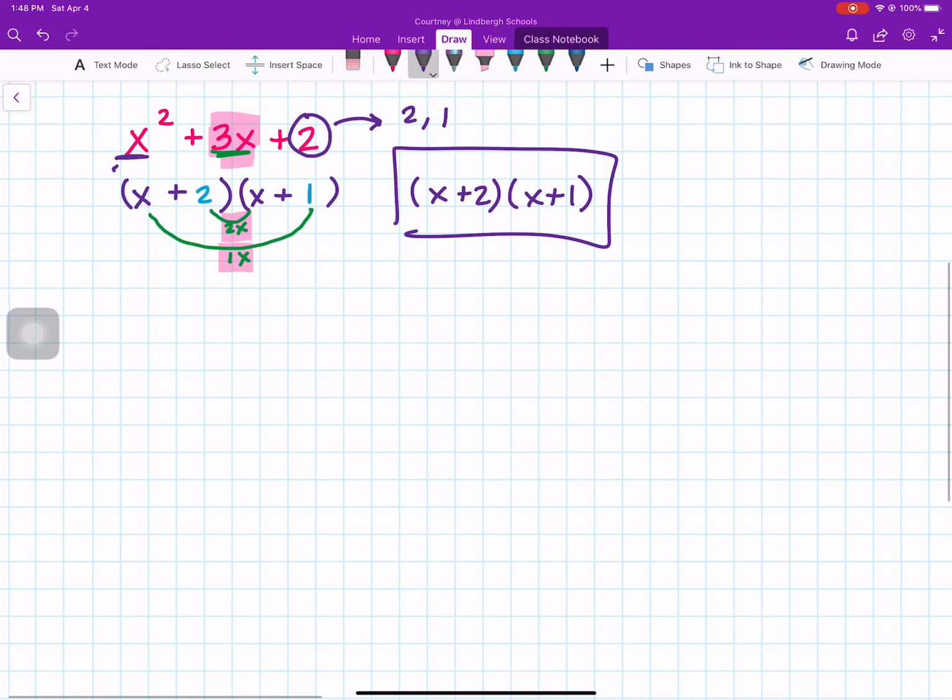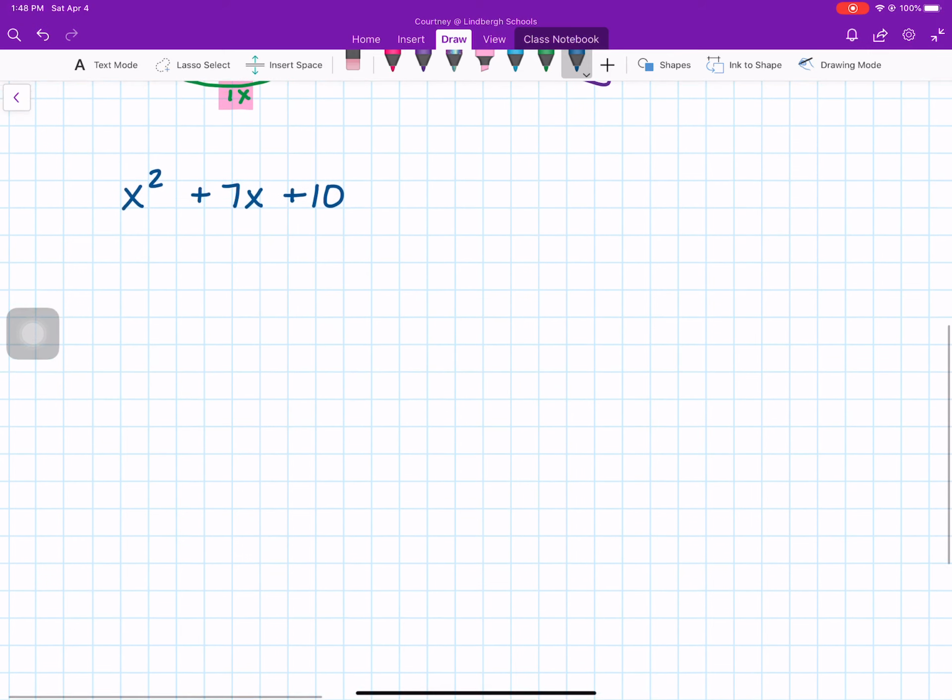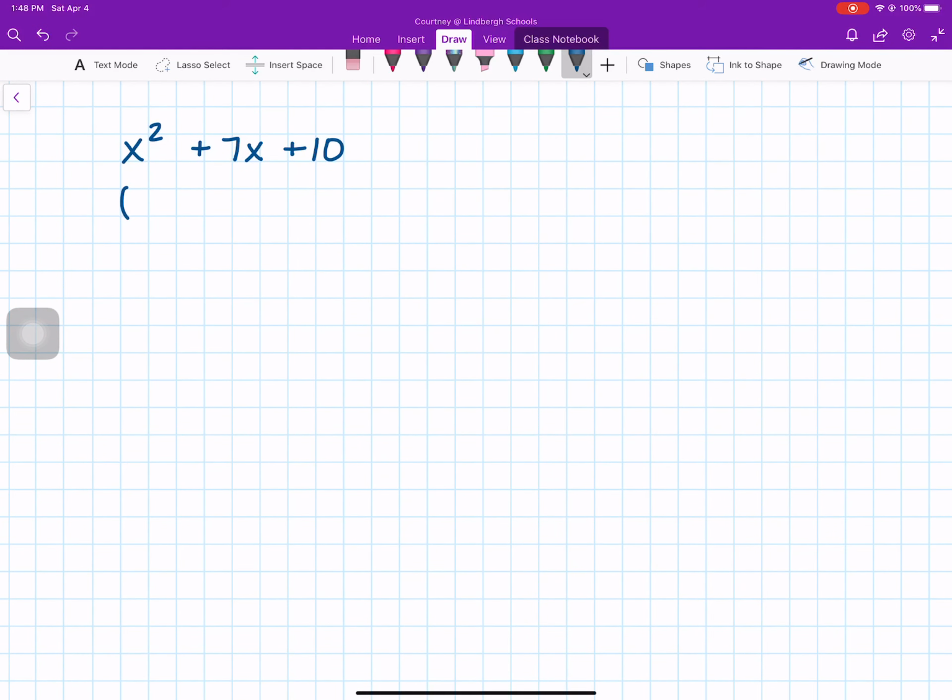Let's look at one that's slightly more complicated. How about x squared plus 7x plus 10? So again, you're trying to go for double parentheses. That is your goal. When you have your first number being x squared, the first position in each parentheses is going to be x, because x times x is x squared.